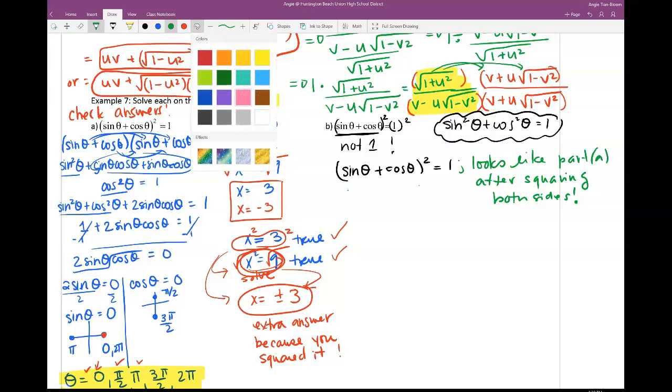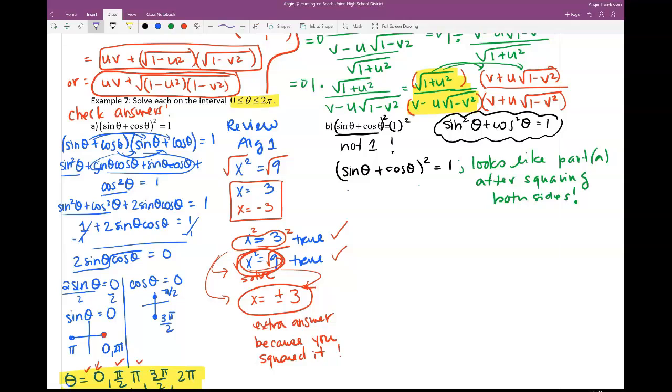So let's use purple, okay? In part A, I solved it by multiplying it out. But what if I want to solve it by doing this? Okay, taking the square root. Is that okay to do?